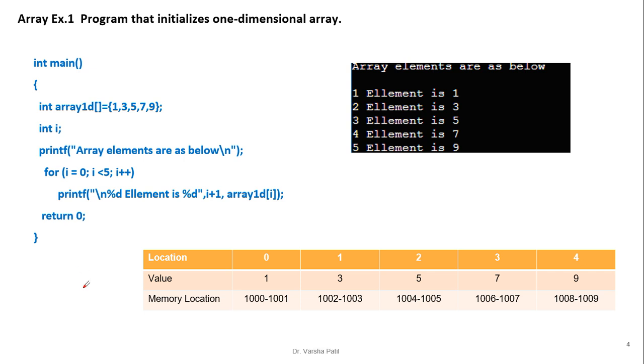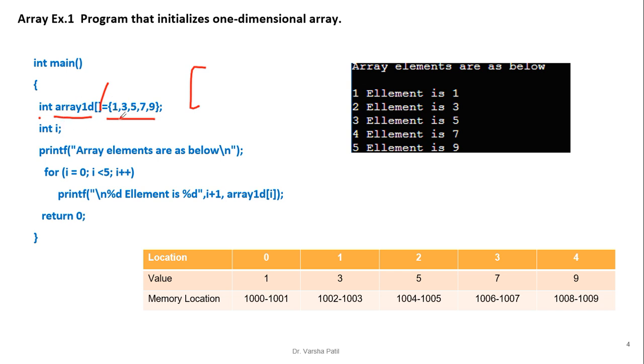Now start with the first example, a program that initializes a one-dimensional array. Now we have to declare the array. When we initialize the array, there is no need to specify the size. Array one dimensional, this is the variable name. Integer, array one dimensional, the opening and closing bracket is empty, and here we initialize the array. So this is the syntax to initialize the array.